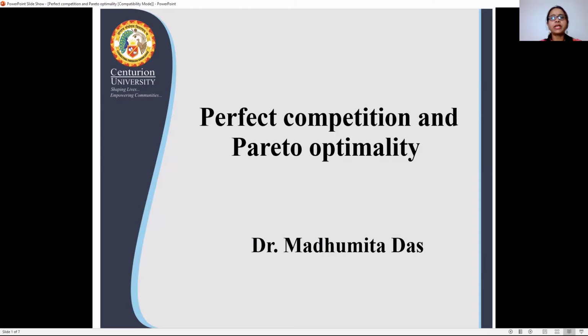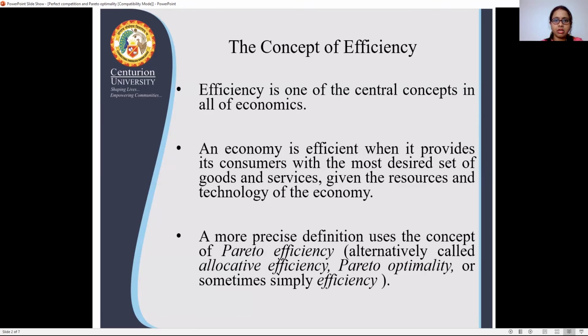Today's class, we will be discussing perfect competition and pareto optimality. In previous classes, we have discussed what is perfect competition, how a firm in a perfectly competitive market tries to maximize profit, how the industry in a perfectly competitive market behaves, what are the short run and long run pricing mechanism. One of the most remarkable features, if we take the last decade, has been rediscovery of the market.